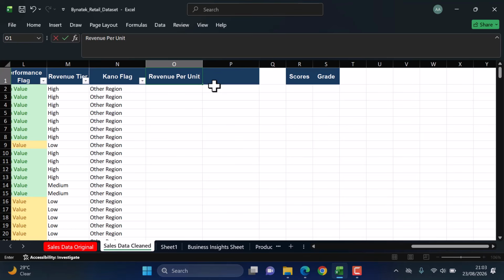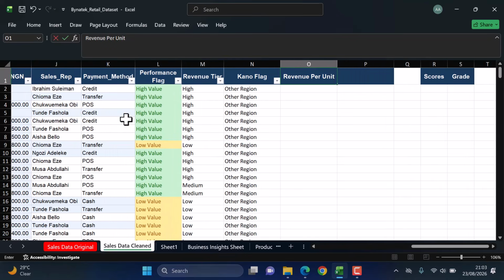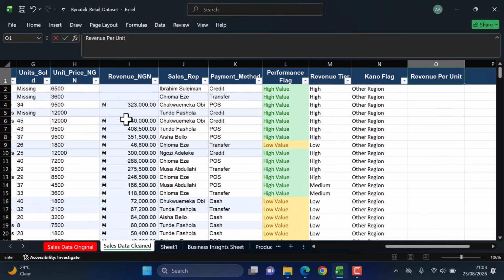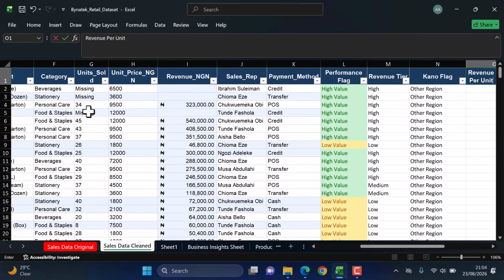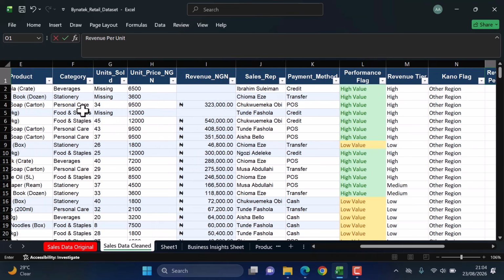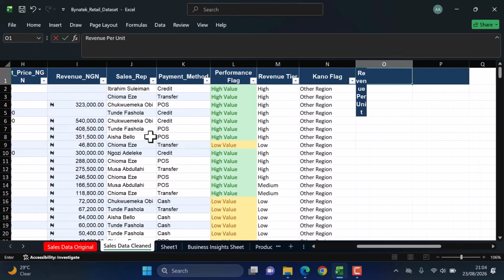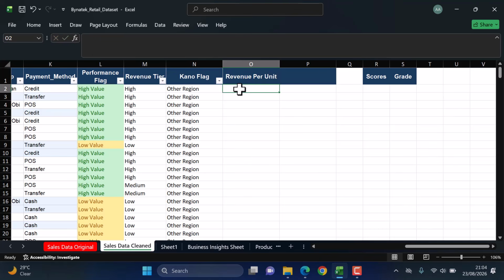Say I want to calculate the revenue per unit for each transaction, which is basically revenue divided by units sold. You want to see how much was made per unit, right? Because in some of the transactions, 34 units were sold, 45 units were sold, and so on and so forth. So you would like to calculate how much was made per unit for each transaction. So we have the header there, and here we can use IFERROR to make our calculation.